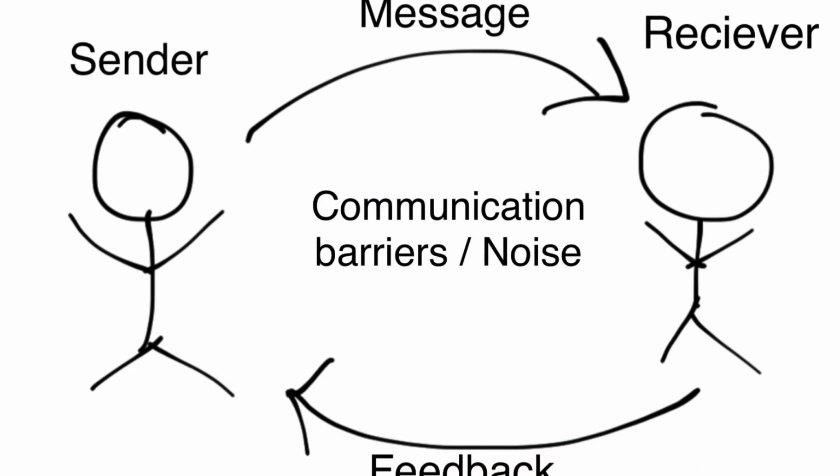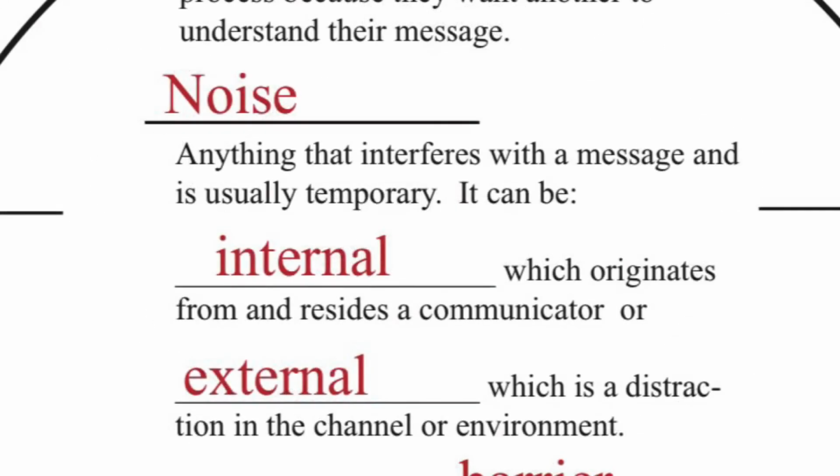The fifth part of the most basic communication model is going to be the thing that happens on the inside, the messy part, communication barriers and noise. And so the very first thing we're going to talk about is going to be noise. Noise is anything that interferes with a message, and it's usually temporary. There are two different types that we're going to talk about. Internal, which originates from and resides inside of a communicator, or external, which is a distraction in the channel or environment. So an example of noise on the inside would be you're hungry. External noise would be someone mowing the lawn outside.